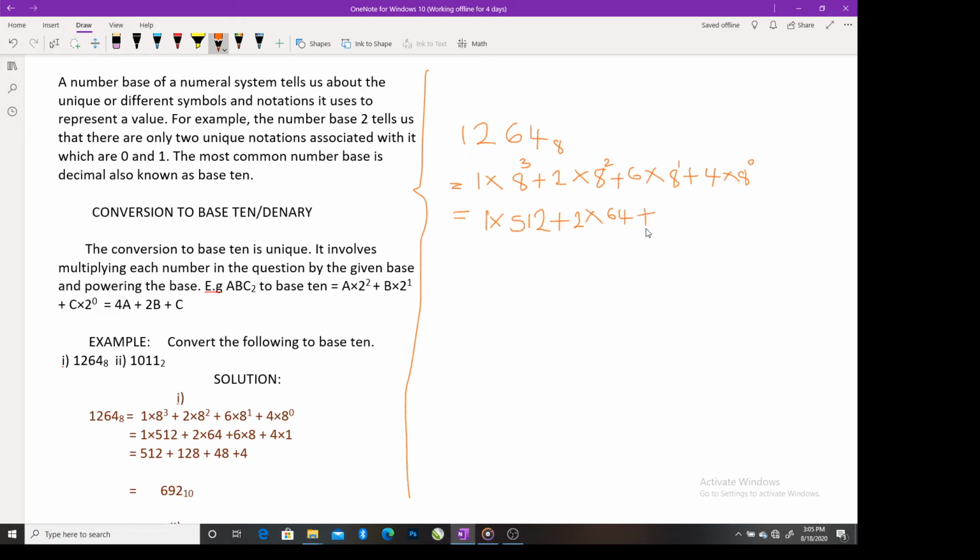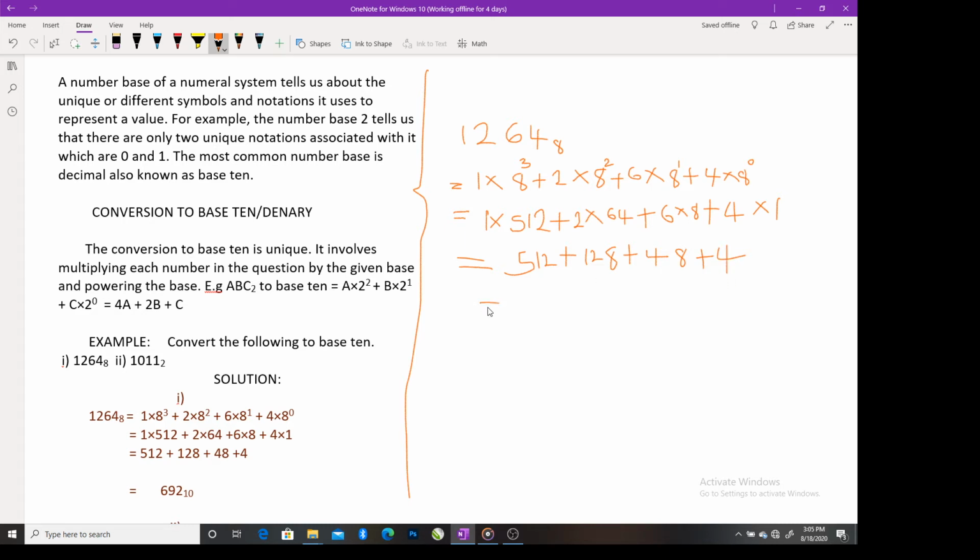Then you have plus 6 times 8 raised to the power 1. That will be 6 times 8. 8 raised to the power 1 is 8. Then plus 4 times 8 raised to the power 0. That's 1. So what do you have here? This will become 512 plus 2 times 64. That will give us 128, plus 6 times 8. That will give us 48. And plus 4 times 1. That will give us 4.